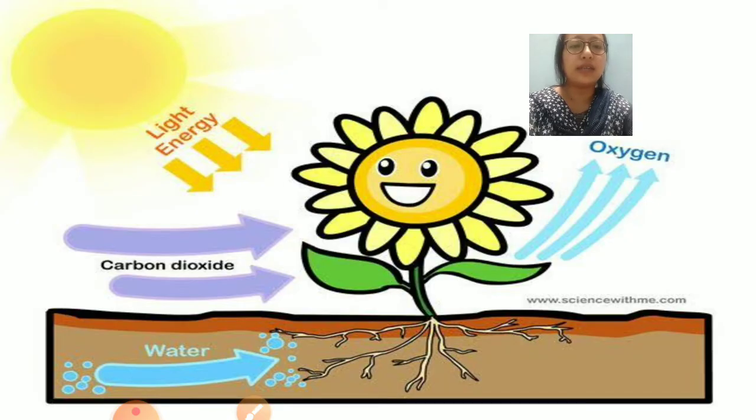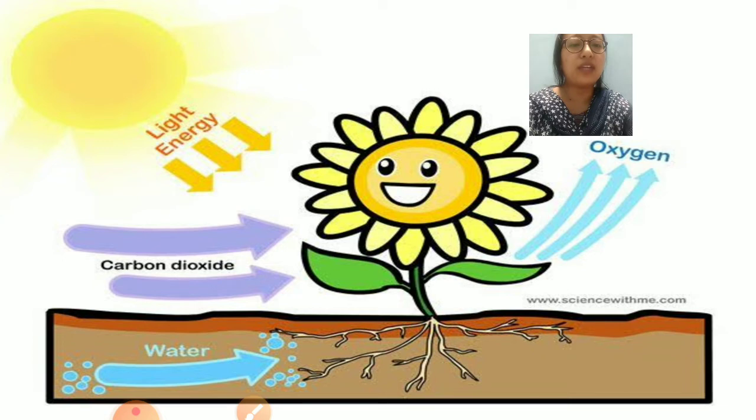You can see here there is a plant, and carbon dioxide, water, light energy you can see here, and you can see here oxygen coming out. So what is it trying to say is that when light energy is there, the plant will use the carbon dioxide and water and will prepare its food. And what happens? Oxygen is released by plants.